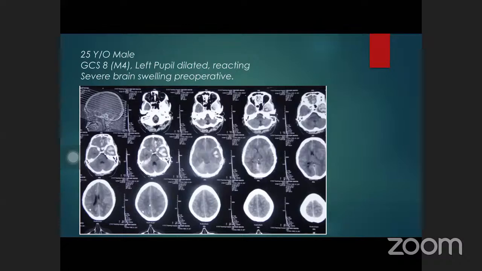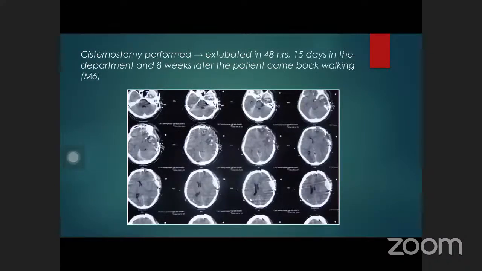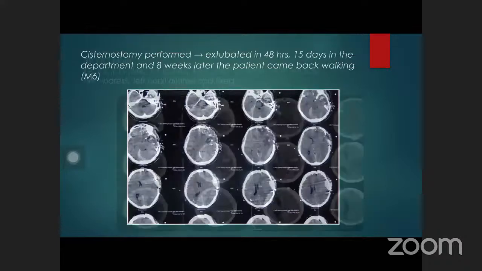So this is what we saw. Another case, you can see how much the CP angle cistern is widened. You can see the mass effect here. And that's post-op. The bone is kept back. There's a small extradural. Who cares?